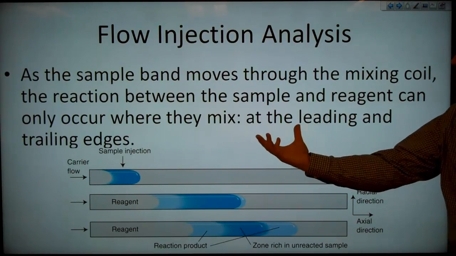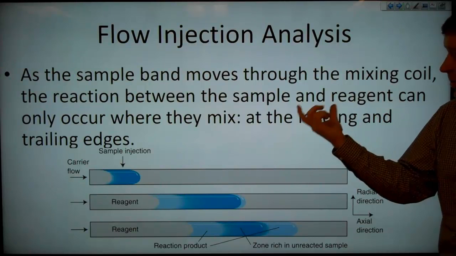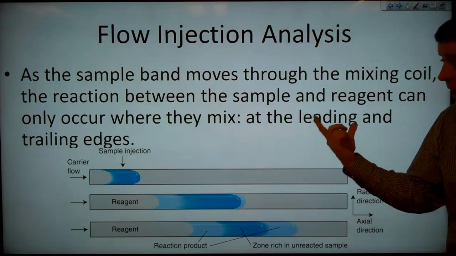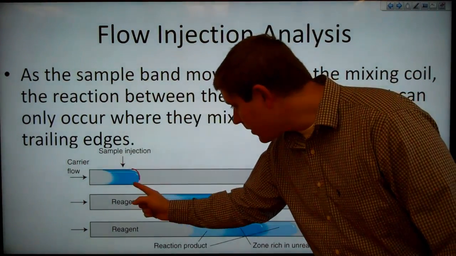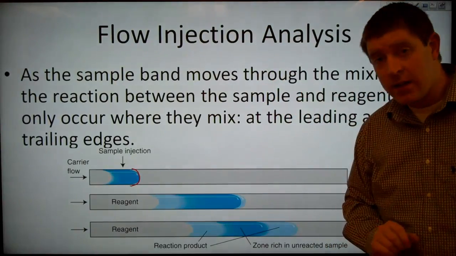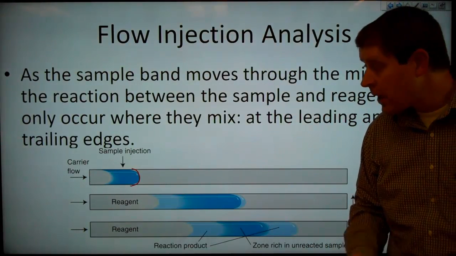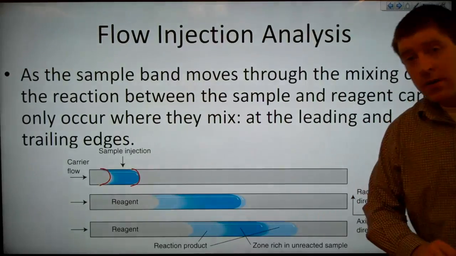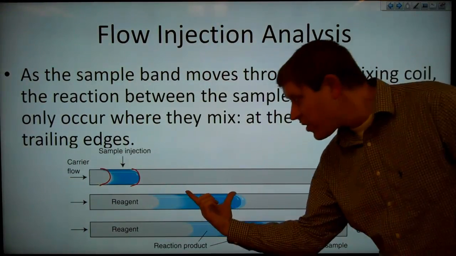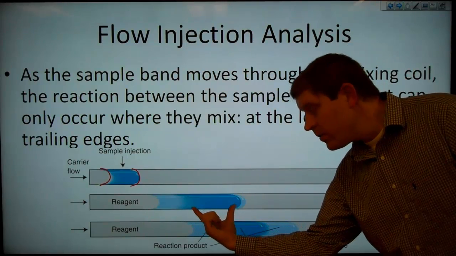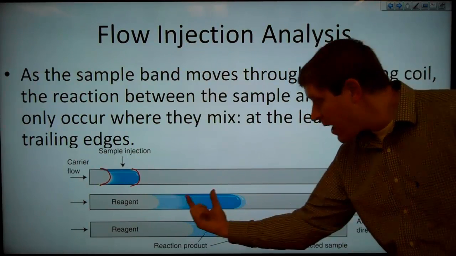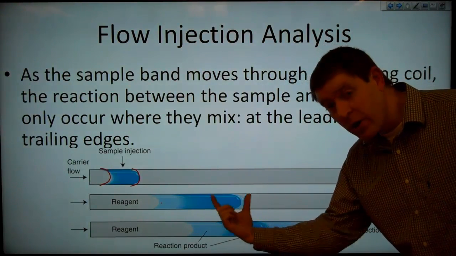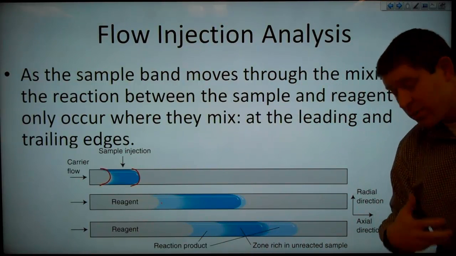And as our sample band moves through the mixing coil, the reaction between the sample and the reagent can only occur where they mix, which is at the leading and trailing edges. So we have reaction occurring here at the interface between our sample and our carrier with our reagent in it, and at this interface back here between the carrier and our sample. And so as our sample progresses through, that sample zone is broadening, and that reaction can only occur in those regions. And so now the darker blue region here and there is representing our sample.